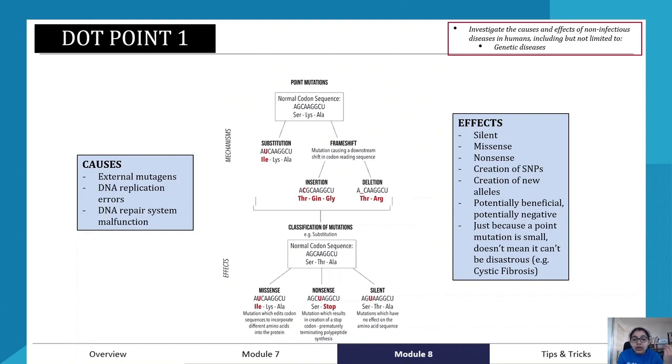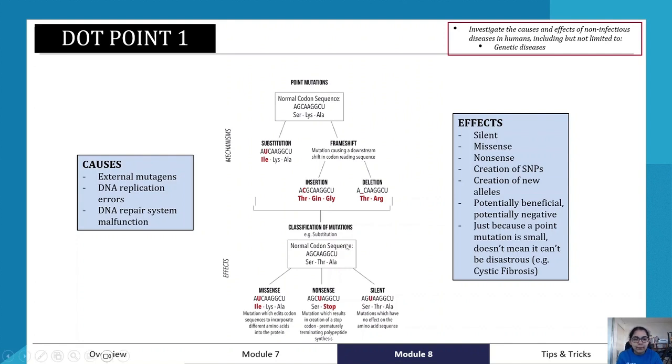added to the chain. Nonsense is when we are introducing a premature stop codon, and silent is when there is no effect of the mutation on the genome, because here we replace the C with a U. However, it's still going to lead to the same amino acid, so it's not actually causing any issues to the genome.